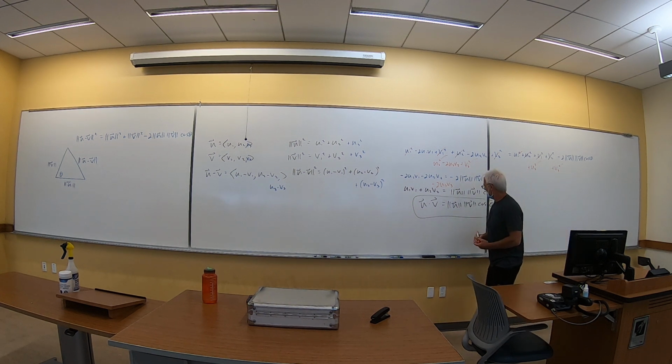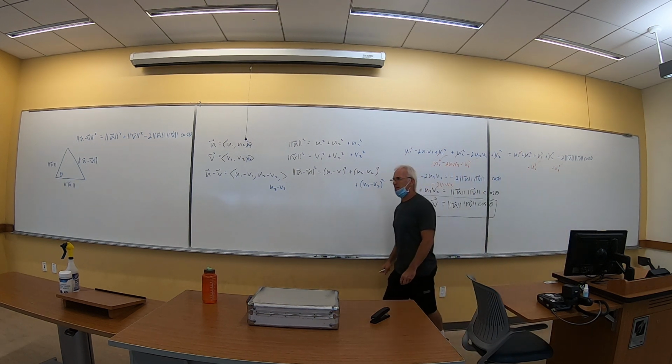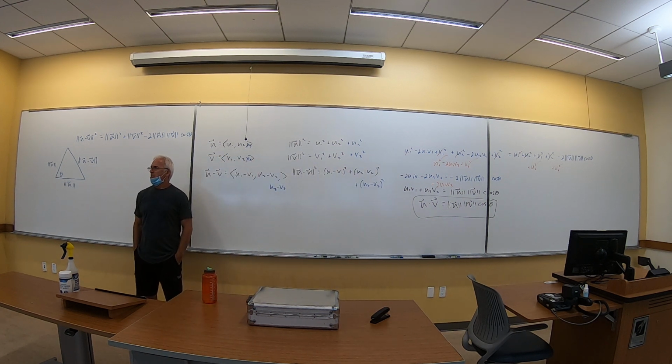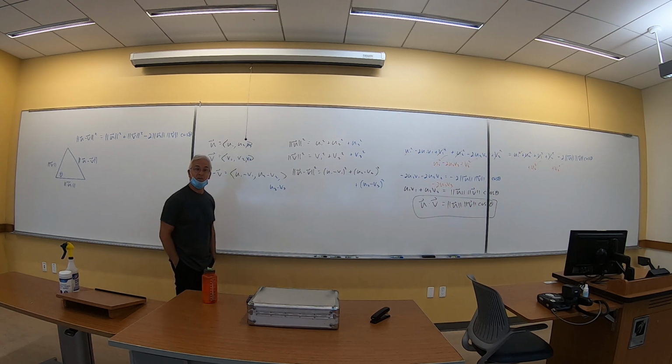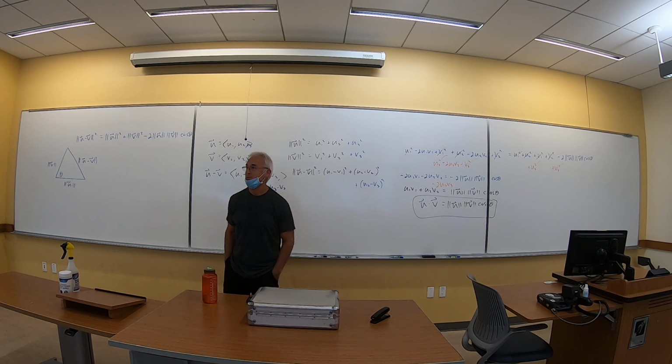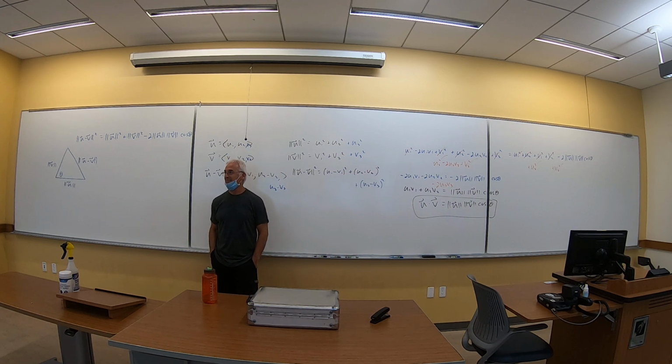Now, what if U and V were at right angles? Then the dot product would be zero, which is the simplest test there is to determine if vectors are orthogonal. Ooh. If the dot product is zero, they're at right angles. They are orthogonal to each other. That's really handy, isn't it?